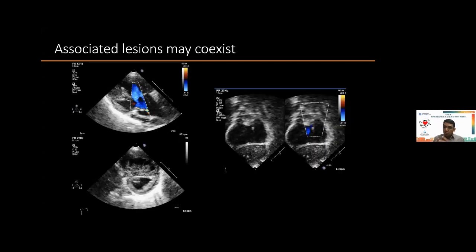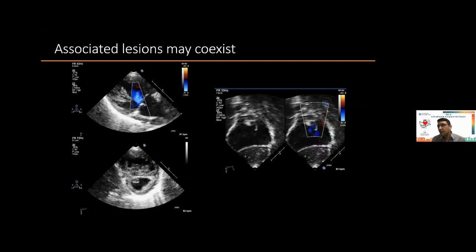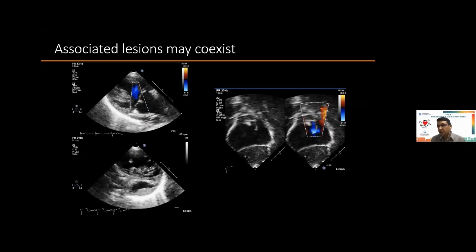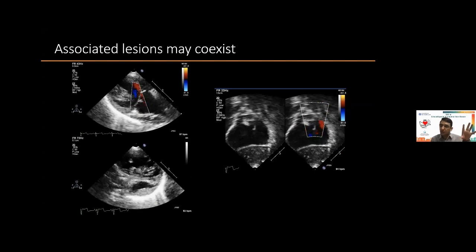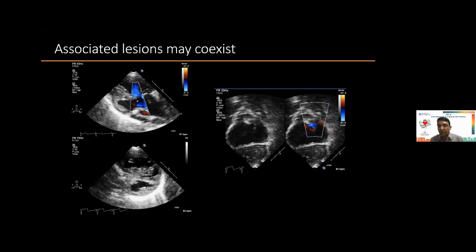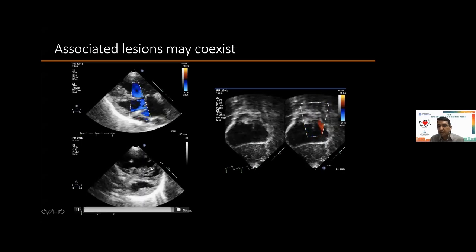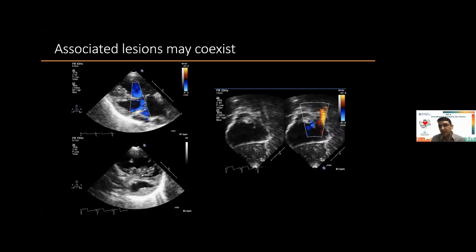Now, when we do echo, we must recognize that congenital heart diseases always have some surprise hidden, and associated lesions may always be there. So don't ignore, even if you have diagnosed Tetralogy of Fallot, you may still find another associated lesion, and you have to find and pick the clues. For example, here, there is a large subaortic VSD, aortic override, aortomitral continuity present, but look at this right ventricle. It is hugely dilated. You have to find a cause for this dilated right ventricle.